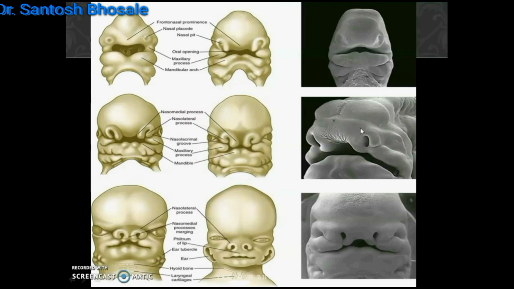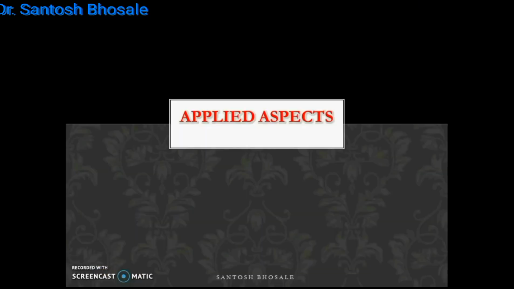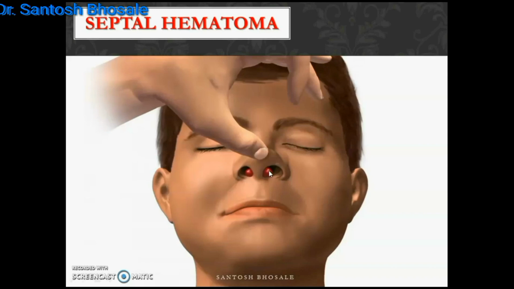You can see the frontonasal process there. On the right side, the arrow is showing the maxillary process on either side, and the mandibular process fused there. So this nasal sac or olfactory pit divides into the medial nasal process and lateral nasal process. Both medial nasal processes join to form the tip, whereas the lateral nasal process forms the ala, and there will be a nasolabial groove.